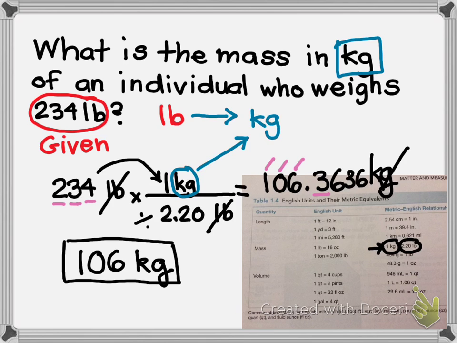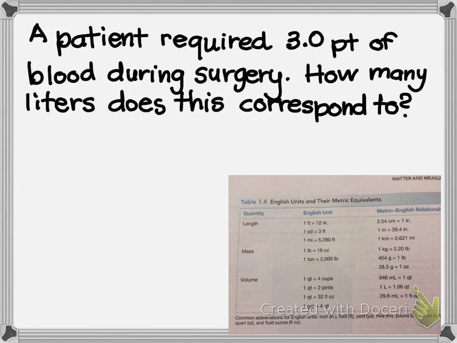Okay, this problem only uses one conversion factor because we could get from the unit we were given to the unit we wanted to find. Let's look at another problem. So we read the question first. Remember, we're looking for what's given to us and for what we're looking for. A patient required 3 pints of blood during surgery. How many liters does this correspond to?